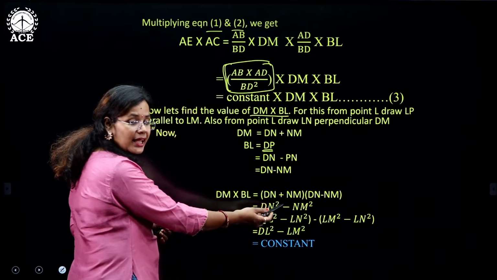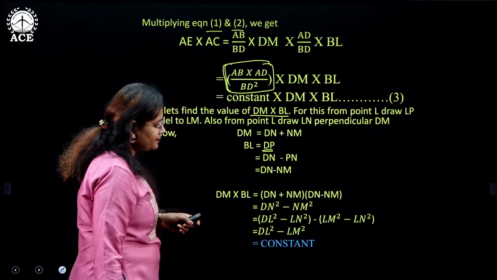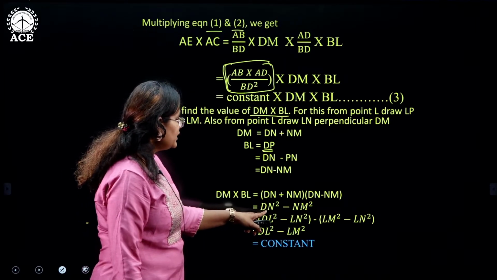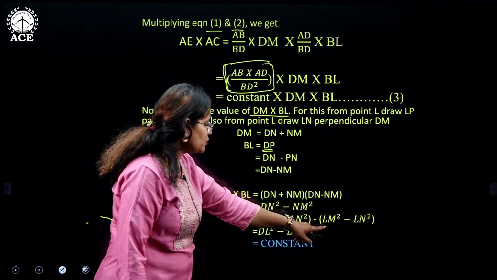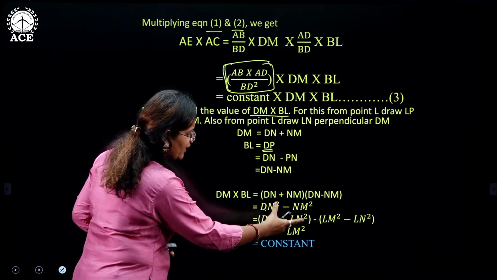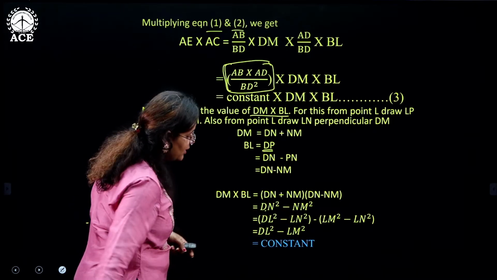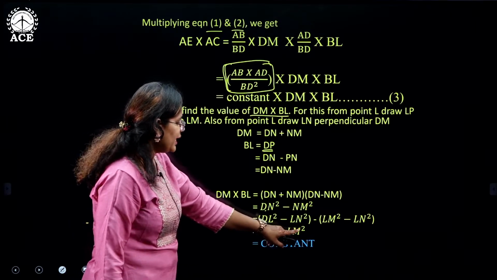So A plus B, A minus B formula. So I can write A square minus B square, which is DN square minus LN square minus LM square minus LN square. So if I write that way, if I expand these terms, I finally get it to be DL square minus LM square.